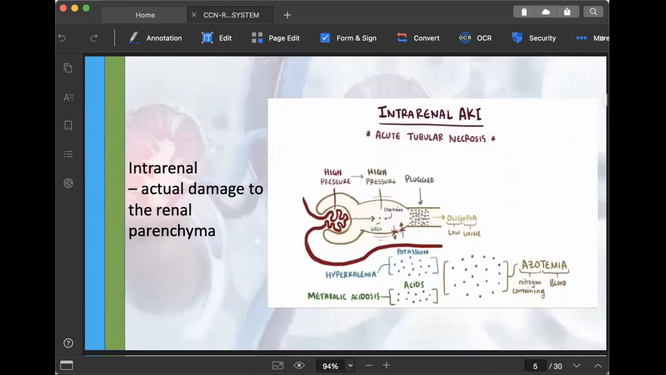Now let's move on. How about your intra-renal? From the term itself, intra, it means it's already inside. So there's going to be an actual damage to your renal parenchyma. Intrarenal itself is from the inside, specifically in your nephrons. Because of the damage to the structures inside the kidney, it will not be able to filter blood properly.